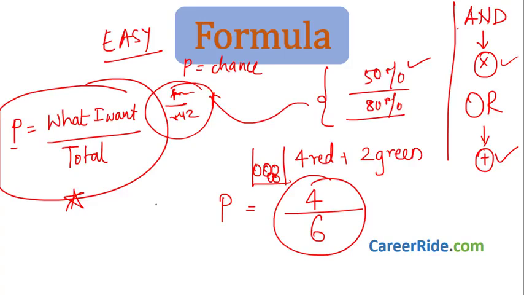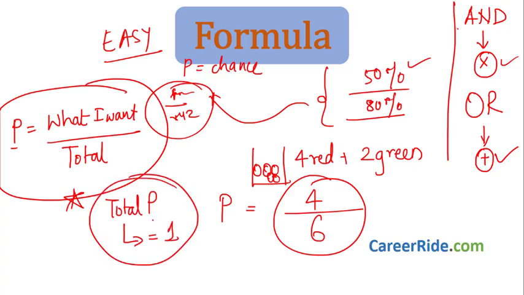Now what we know, probability is what I want upon total. What is total probability? Total probability will always be equal to 1. Why is it always equal to 1? Let us see. Take this example only. If you want to select a red ball, there are only 2 types of balls, red or green. So whenever we pick a ball, it can either be red or it can be green, correct? What is the probability of selecting a red ball? We have found out 4 by 6.